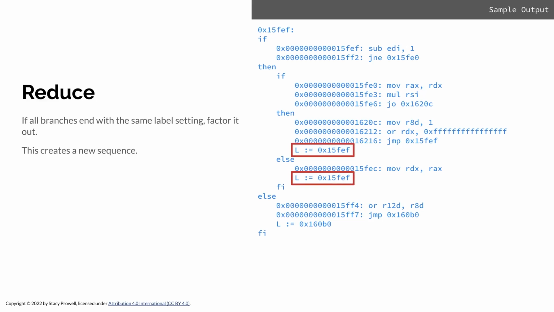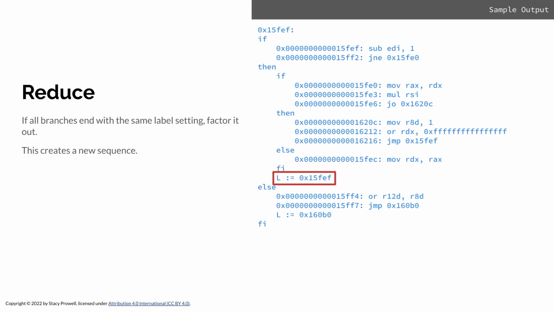And notice here we have a common label at the end of this. Both the then and else part end with the same label. We can factor that out, and you should. So I want you to factor that label out. So now, instead of the then part being an if-then-else, the then part is now a sequence consisting of an if-then-else and a label setting.